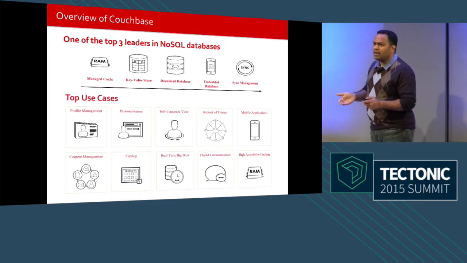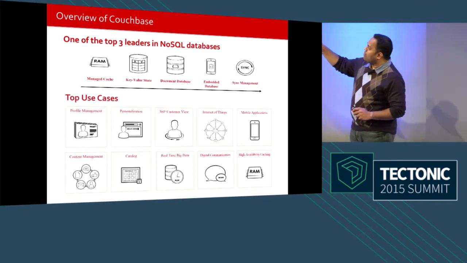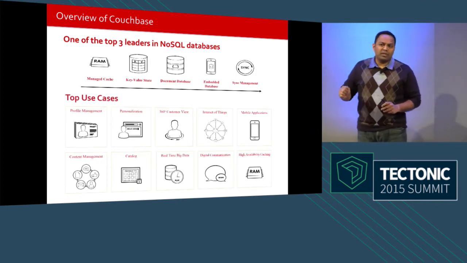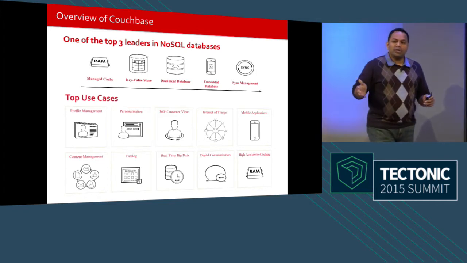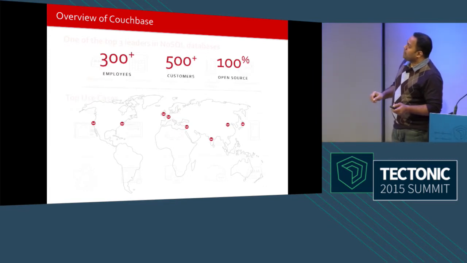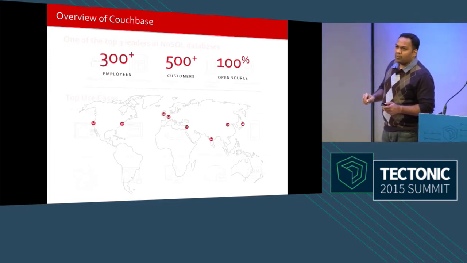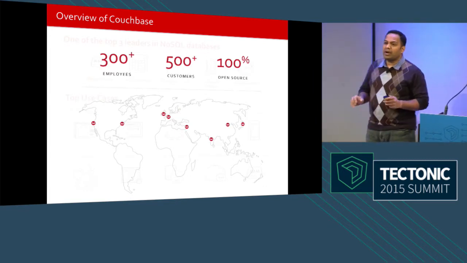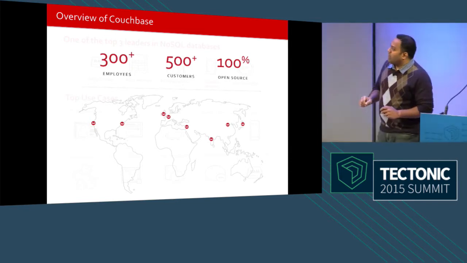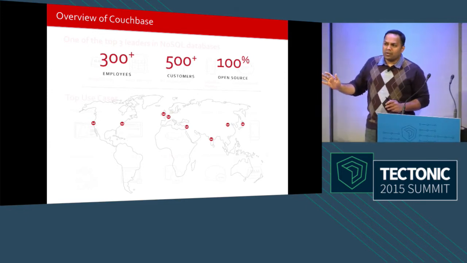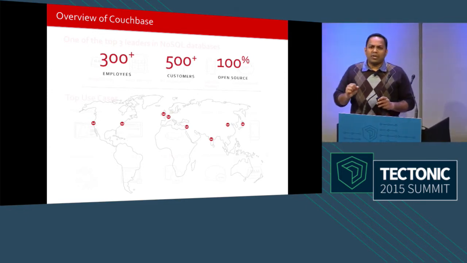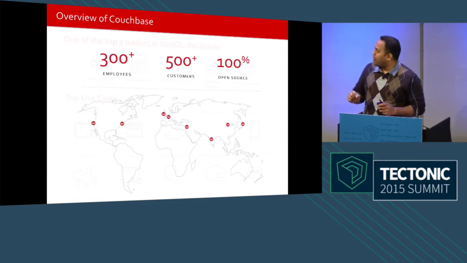So here are some of the top use cases of Couchbase where customers see us fit for their mission-critical applications, such as profile management, high availability caching, mobile applications, Internet of Things, real-time big data, and so on. In terms of numbers, we have 300 plus employees and 500 plus enterprise customers, and we are 100% open source, under the Apache 2.0 public license. I don't want to spend more time on Couchbase because we have not much time here, so I would encourage you to take a look at couchbase.com.